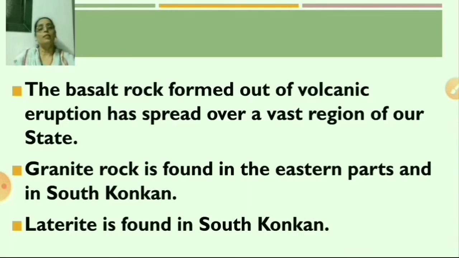So we had seen in the map that granite rock is found in the eastern parts and in South Konkan. Laterite is found in South Konkan. Then the basalt rock formed out of volcanic eruption has spread over a vast region of our state.